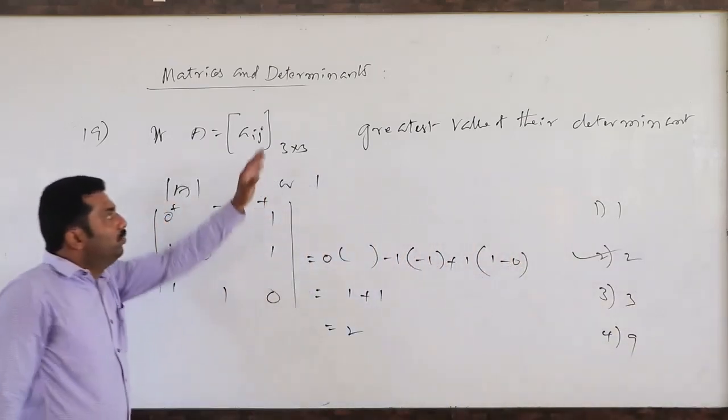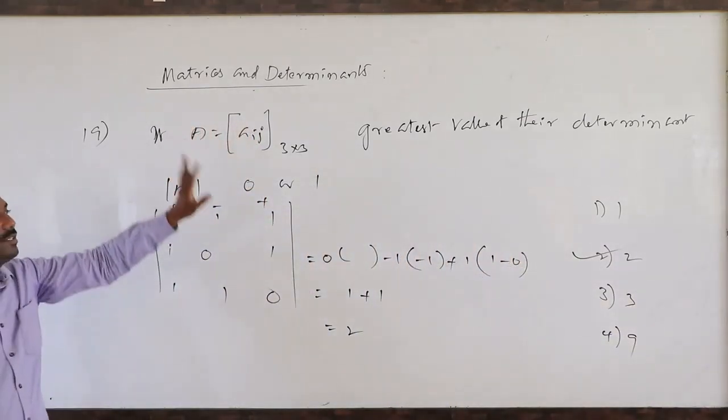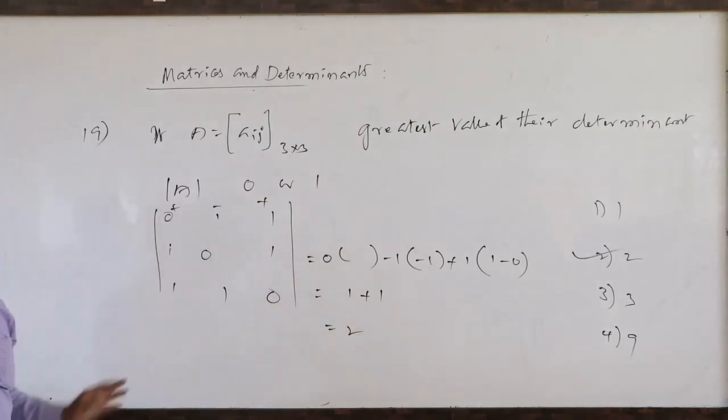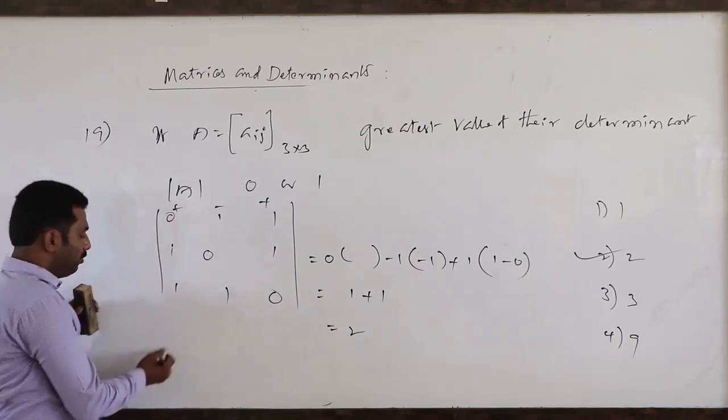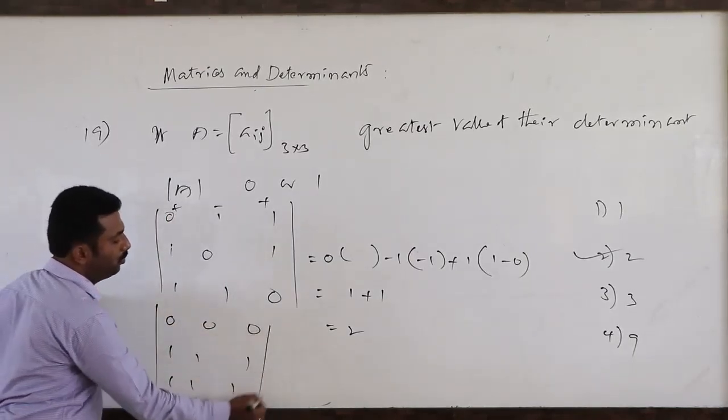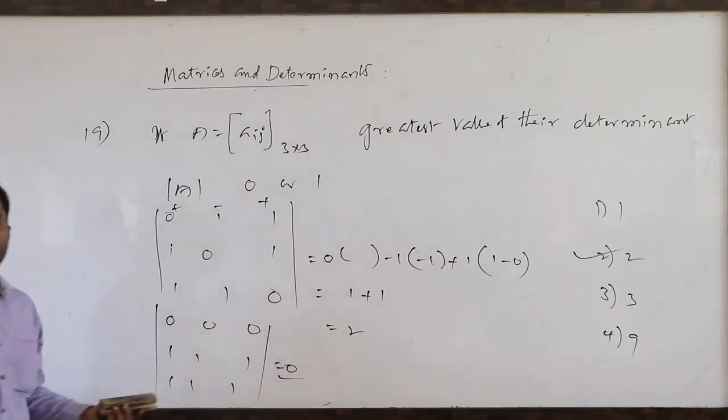You remember, when you get the greatest value, the determinant value is 2. What is the least? 0. When will you get 0? Suppose one complete row is 0, 0, 0 and the others you put 1, 1, 1, 1; this is the least value, 0. So that point you have to remember.